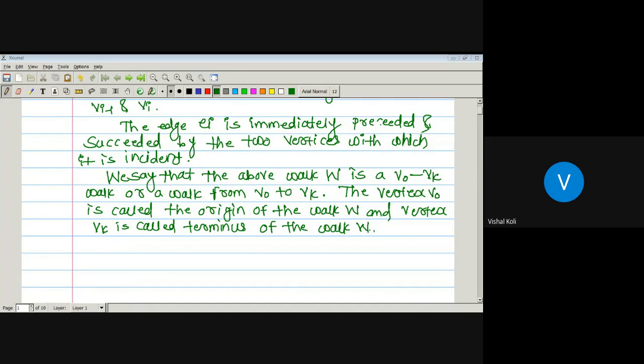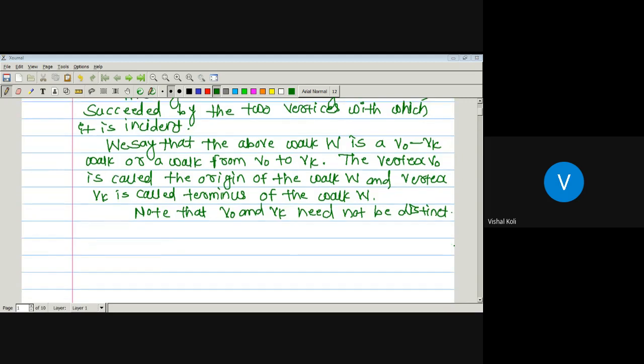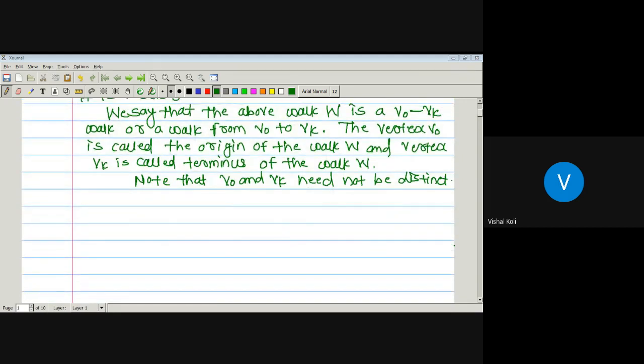Okay, so the walk W can also be referred to as a V0 to Vk walk, or a walk from V0 to Vk, where the first vertex V0 is called the origin of the walk W, and the last vertex, that is Vk, is called the terminus of the walk W. Now there is one important note. Note that the vertices V0 and Vk need not be distinct. It means there is a possibility that both the vertices are the same. And the vertices in between V0 and Vk are called the internal vertices.